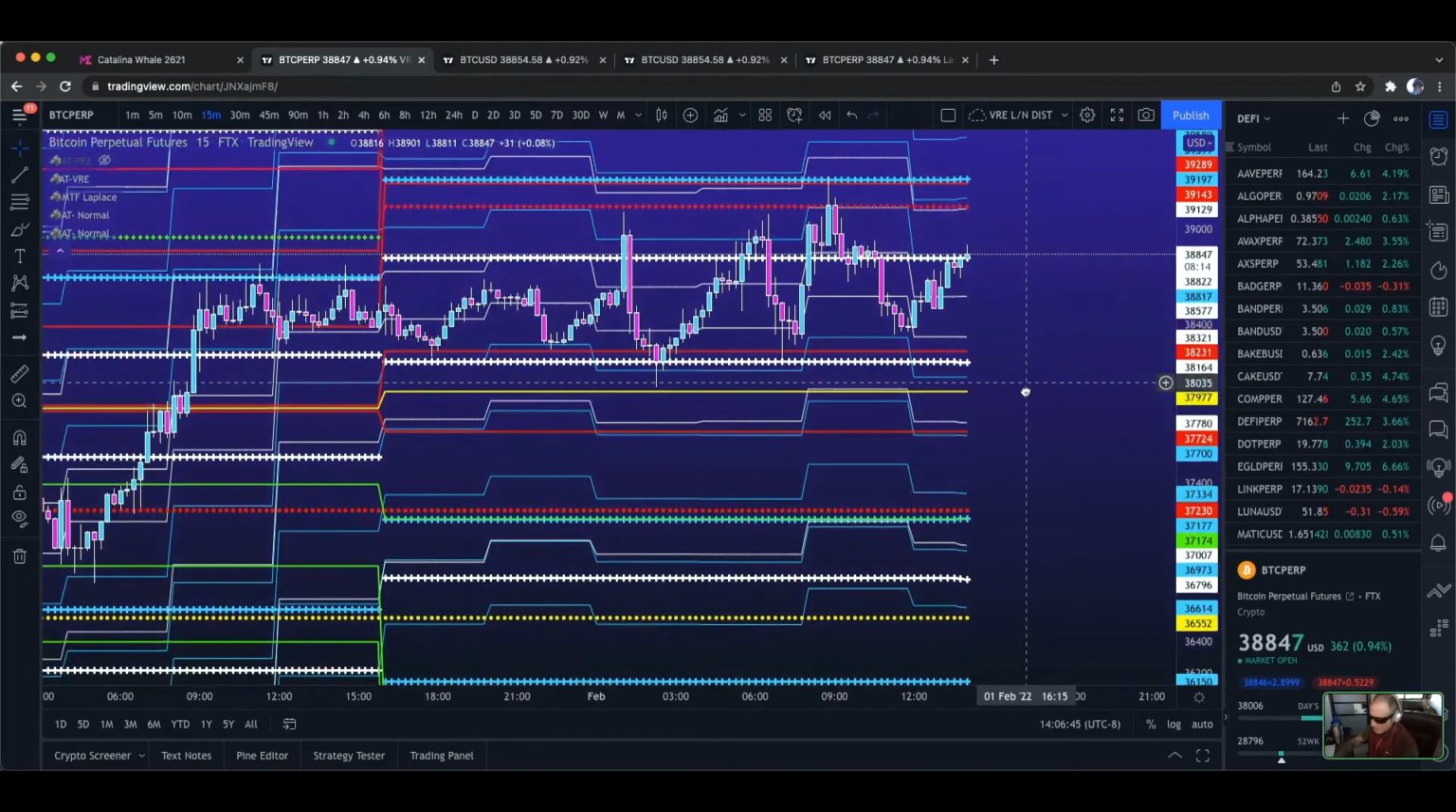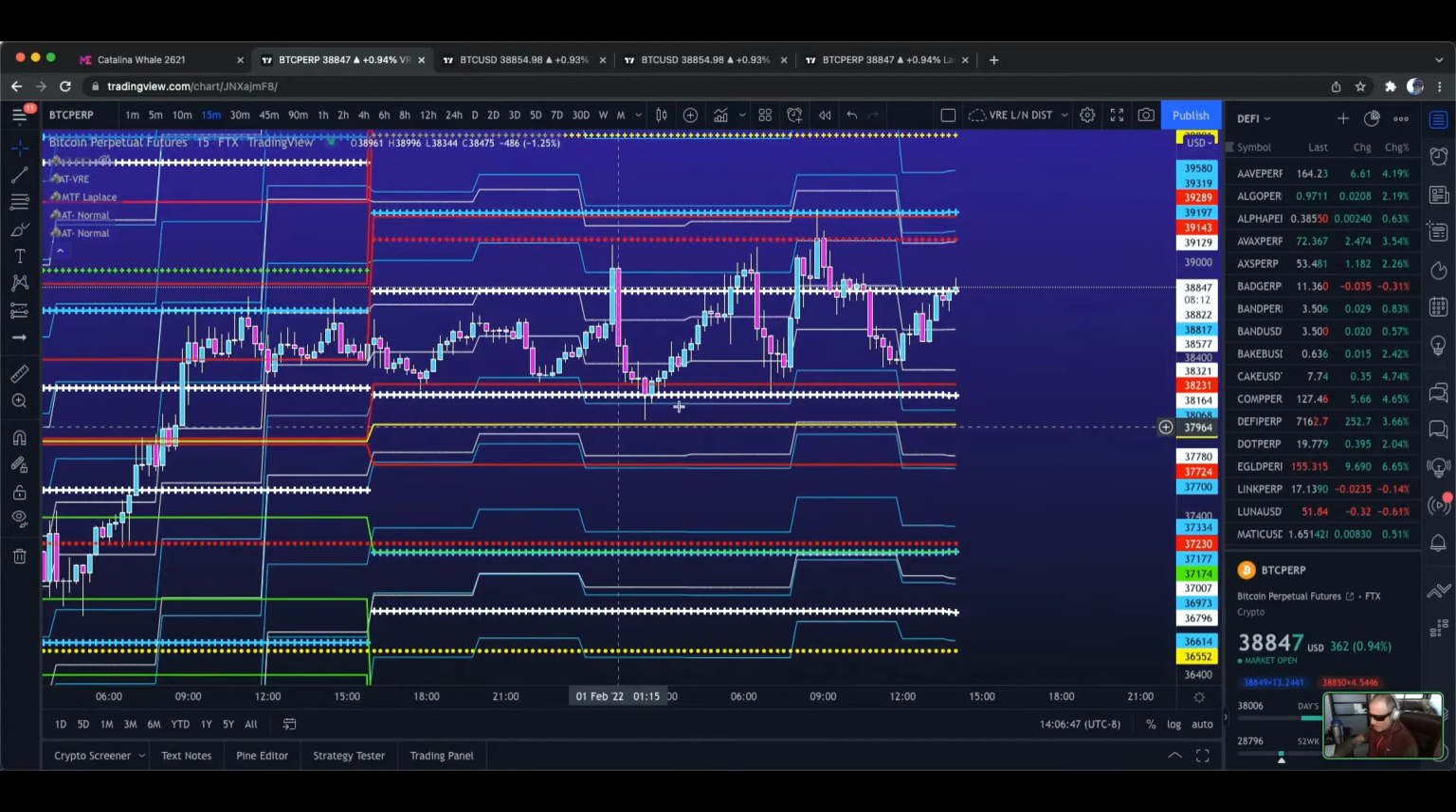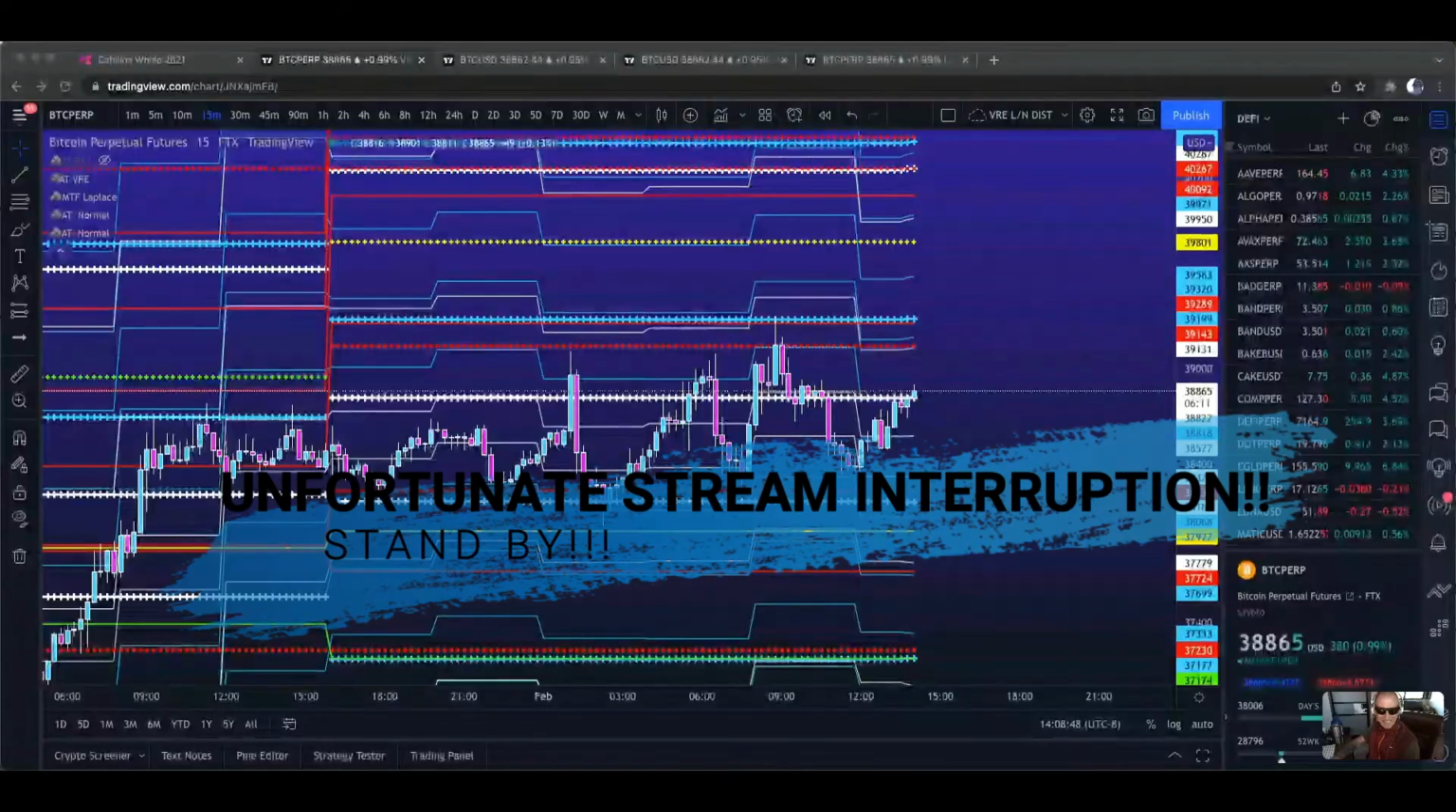Most of the day, it's been really volatile in this 68.3 Laplace distribution range. You can see this first pump, this wick. Where'd the wick go? Yeah, you back. Okay. All good. So, let's start this again.